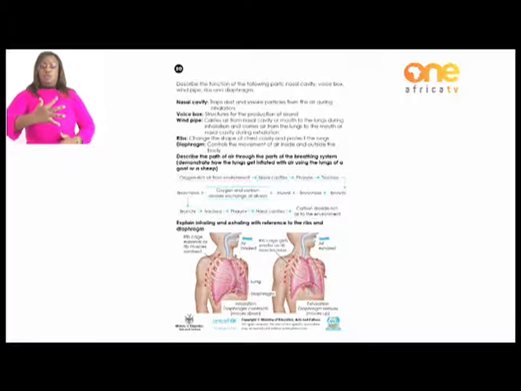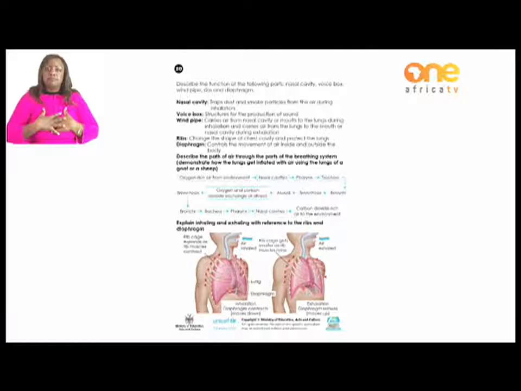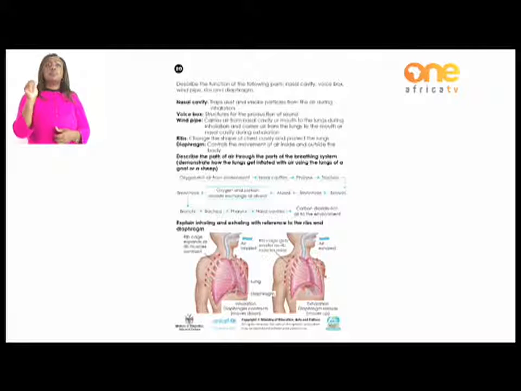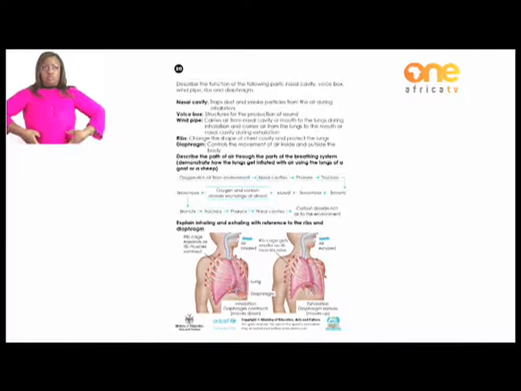It carries the air to go down to the lungs from the mouth and the nose. And at the same time, when you're breathing out, it helps the air to move from the lungs to the mouth and the nose. We can say that the windpipe is a connection between the outside parts of our breathing system and the inside part of our breathing system.